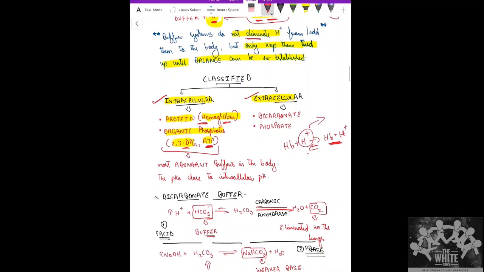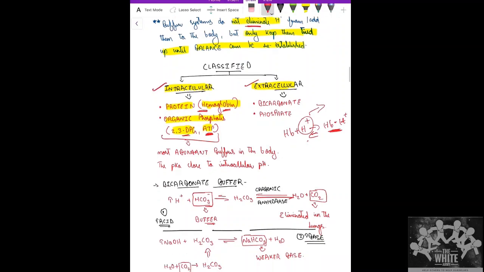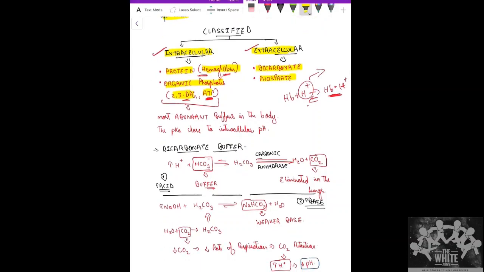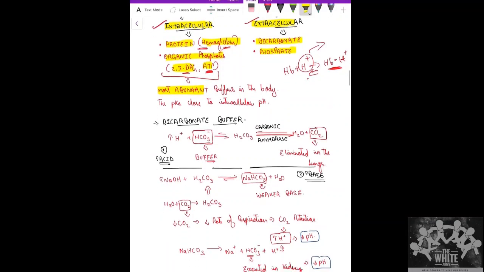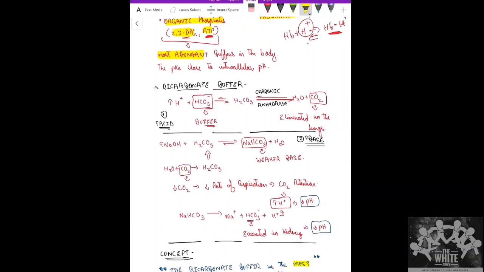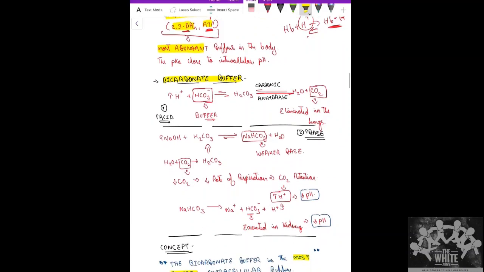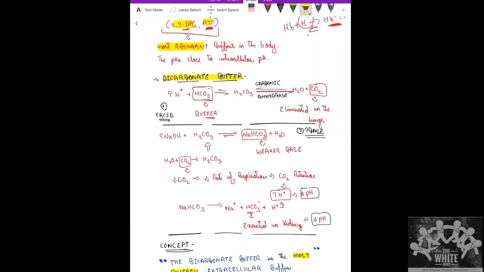How does the extracellular buffer act? Two main buffer systems are there in the body: the bicarbonate buffer and the phosphate buffer. But the most abundant buffers in the body are intracellular buffers. Now we have bicarbonate buffers. So how does this act? First, let's take that the body is in acidemia.